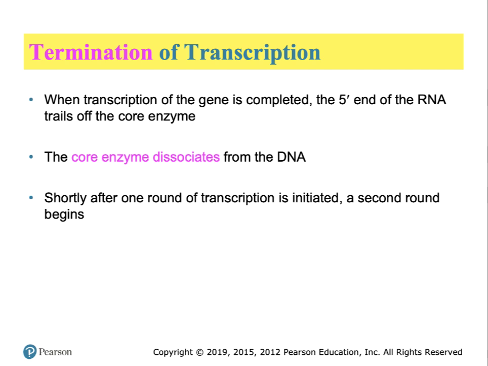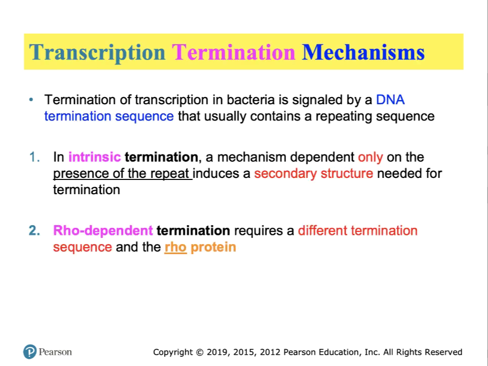Once the RNA polymerase core enzyme reaches the end of the gene into the terminator sequence, the final stage of transcription takes place, which is termination. Studying E. coli reveals two different mechanisms of termination. The first is called intrinsic termination. It doesn't require any external help from proteins or anything else. It just happens between the DNA and the RNA polymerase core enzyme.